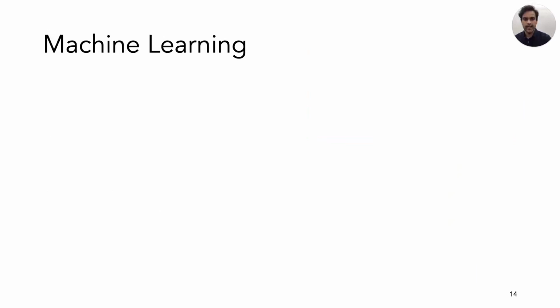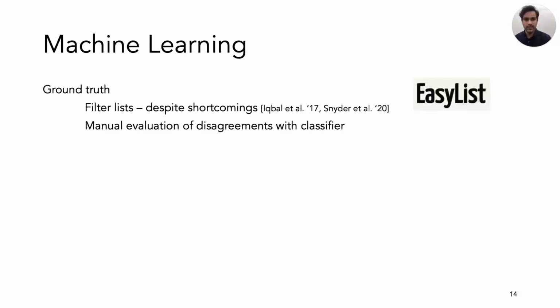After extracting the ad and tracking and functional patterns from the graph, we use them to train a machine learning classifier. As a first step, we label the extracted patterns with ground truth. But unfortunately, we do not have a perfect oracle to determine what is an ad and a tracker. The best thing available to us are filter lists, such as EasyList. And despite their inaccuracies, we rely on them to label ads and trackers. However, since we know that they are unreliable, we manually analyze the disagreements between our classifier's detection and filter list to check the validity of our classifier.